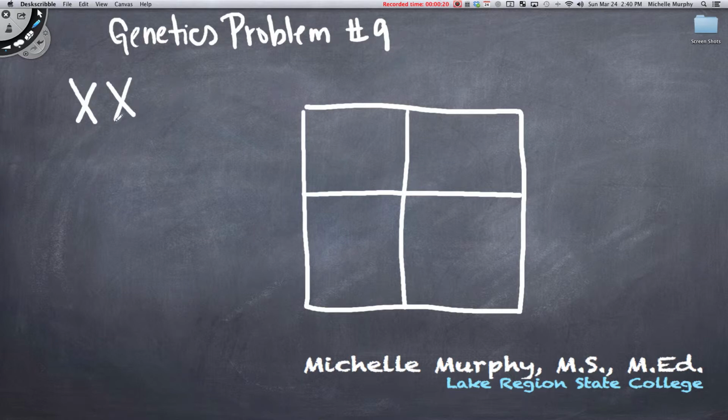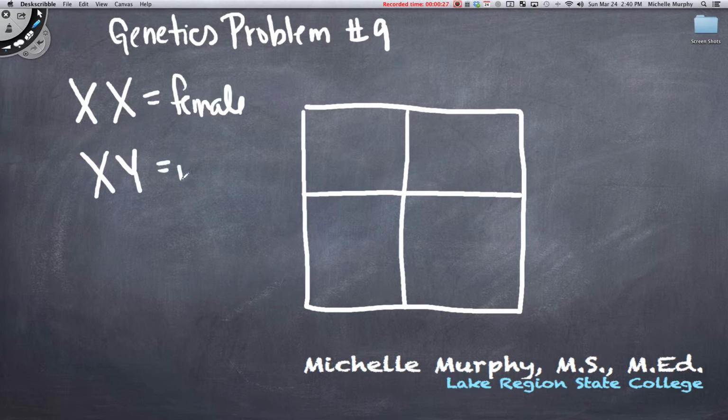Okay, the first thing we need to do is assign gender. Females have 2 X chromosomes. Males have 1 X chromosome and 1 Y chromosome. Whenever we're dealing with gender traits, we have to use the X's and Y's because the gender trait is not found on the Y chromosome.